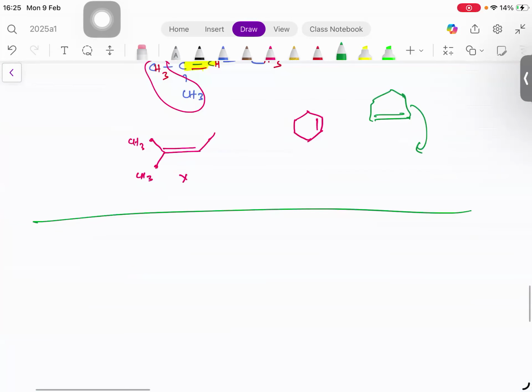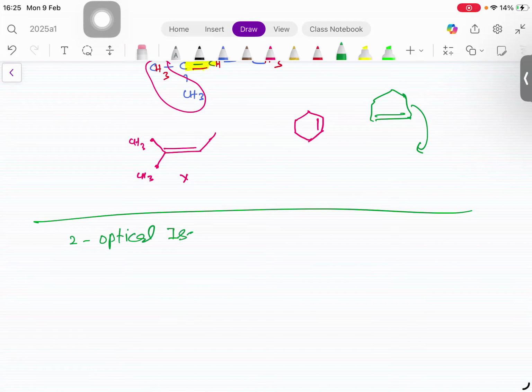Now the other type of isomerism is optical isomerism. We'll continue this. We'll stop here. Optical isomerism, right? So the other type of isomerism is optical isomerism. Let's introduce it tomorrow, right?